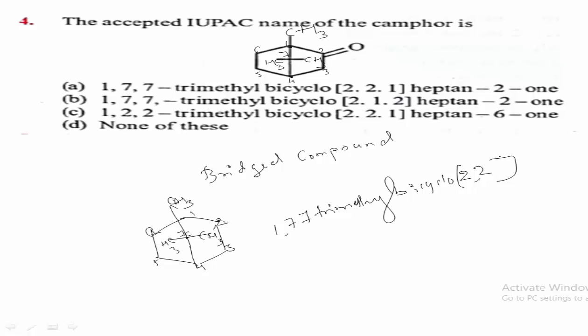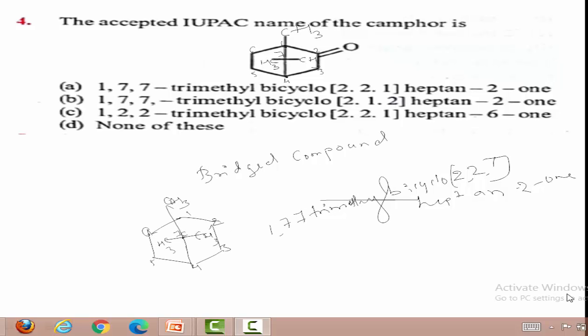Yes, 2 2 1. Yes, heptane. Why I write heptane here? Because it contains total 7 carbon atoms. Heptane. Second carbon atom contains ketone group, means the name ends with -one. Therefore the name ends with heptan-2-one. Is it right? Yes. The IUPAC name of the given compound is 1,7,7 trimethyl bicyclo 2,2,1 heptan-2-one. Okay, students, next question.